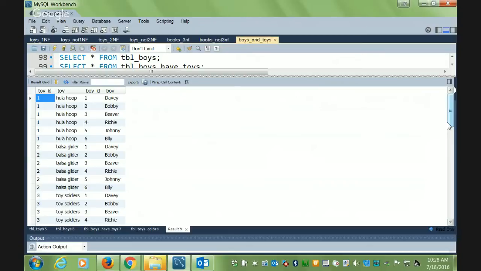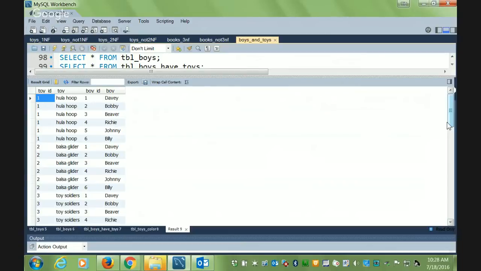It picked up the first toy ID from the toys table and said hello to all the boys. Cross join. Just cross everything with everybody. Say hello to everybody. The first record of the toys table was picked up and it said hello to all the 6 records of the second table. The second record was picked up from the toys table and it said hello to all the boys in the boys table.